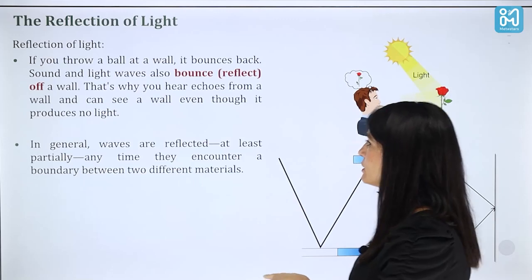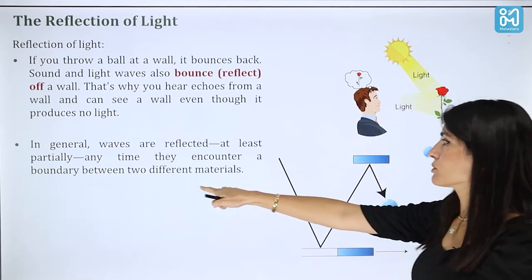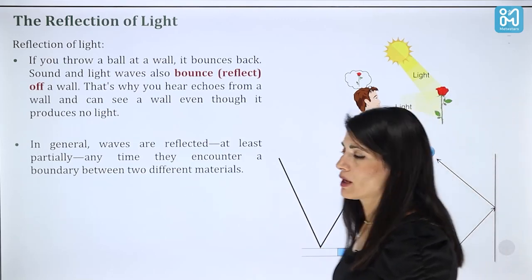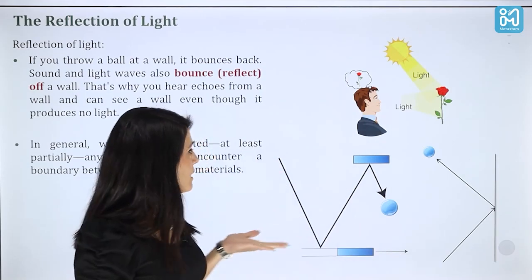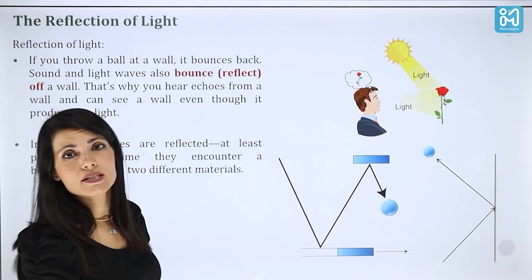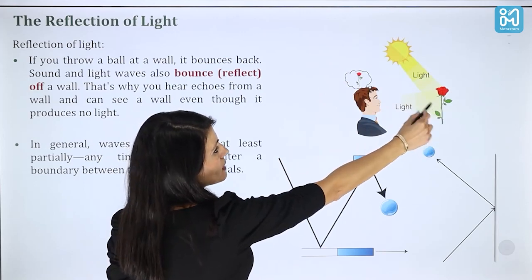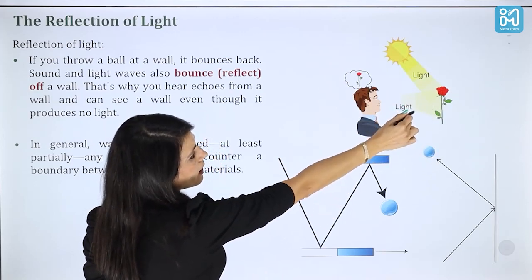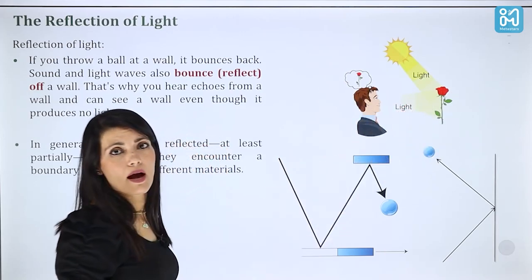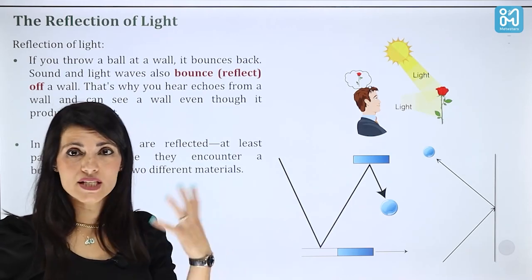Now, in general, waves are reflected, at least partially, as I said, because some of the waves are refracted or maybe absorbed. I'm going to tell you now what would happen to the light or to the waves anytime they encounter a boundary between two different materials. As you can see here, the light is reflected from the flower into the man's eye. This is how we actually see.